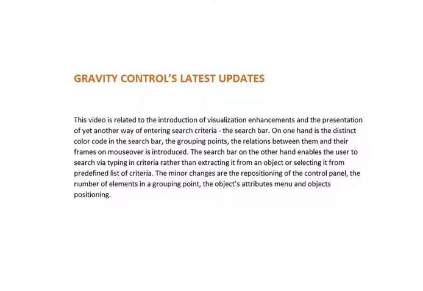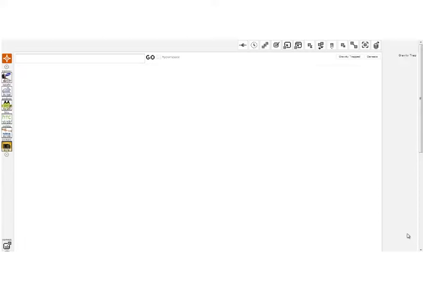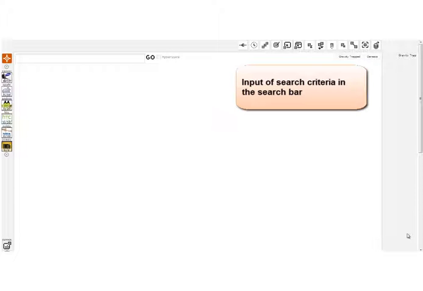The search bar, on the other hand, enables the user to search via typing in criteria rather than extracting it from an object or selecting it from a predefined list of criteria. The minor changes are the repositioning of the control panel, the number of elements in a grouping point, the object's attributes menu, and object's positioning.